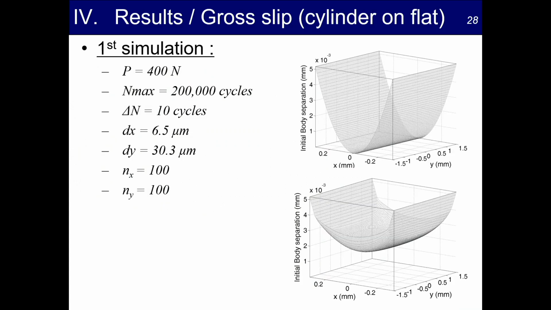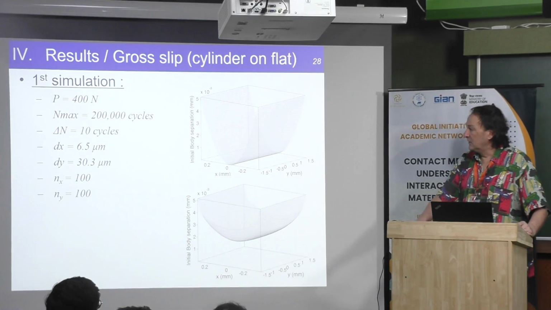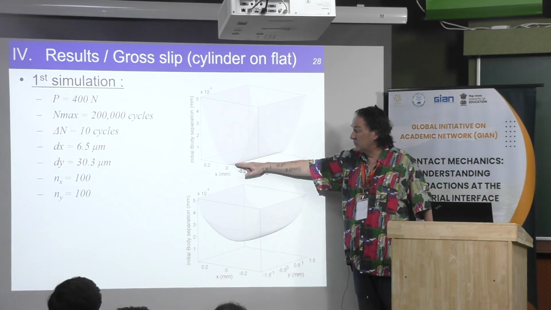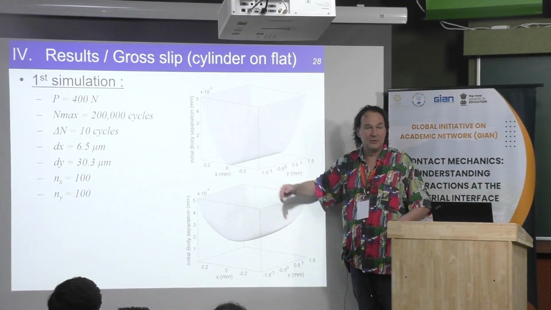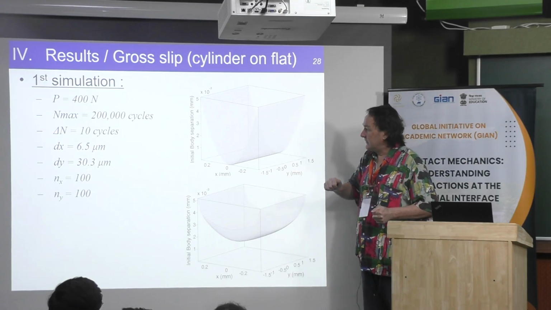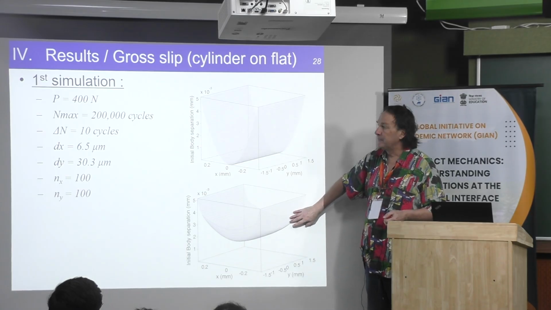Then I said before this morning, wear can be interesting because it will provide you the optimum geometry of the surface. This is a cylinder on a flat surface. For this cylinder, there is no edge. In fact, it's straight. There is no corner. And this is the initial geometry. And typically, here, this is the final geometry.